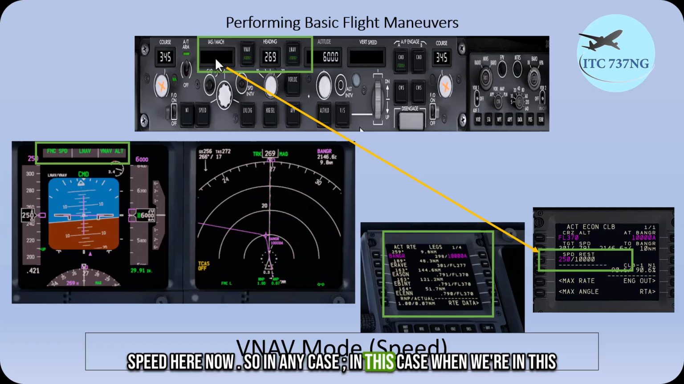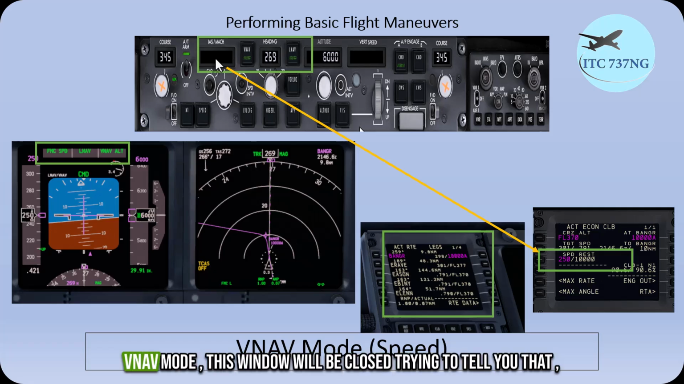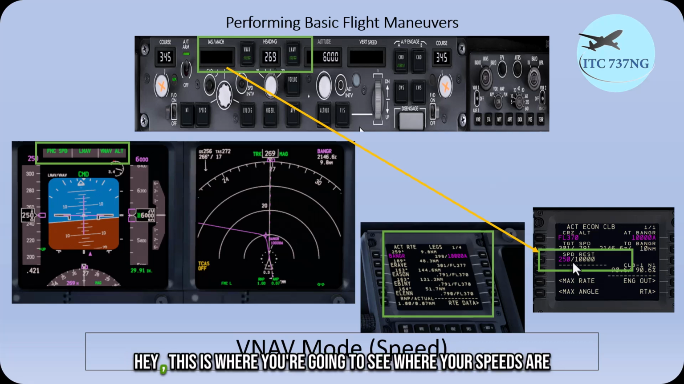So in this case, when we're in this VNAV mode, this window will be closed, trying to tell you that, hey, this is where you're going to see where your speeds are that we're going to operate at over here in the FMC. I can tell you that this is an area here where a lot of people, especially when you're learning, even experienced pilots, don't use this cross-check enough to understand what the aircraft's doing speed-wise.